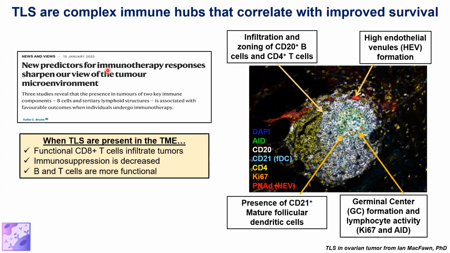And the other pieces of evidence that we have from humans is that when you have these structures present, you usually get more CD8 T cells that flux into the tumors. And those CD8 T cells are often more functional. They have less of an immunosuppressive axis present, such as the CD8 Treg axis. And of course, B cells and T cells are more functional, as I've already mentioned, when they're within this structure.